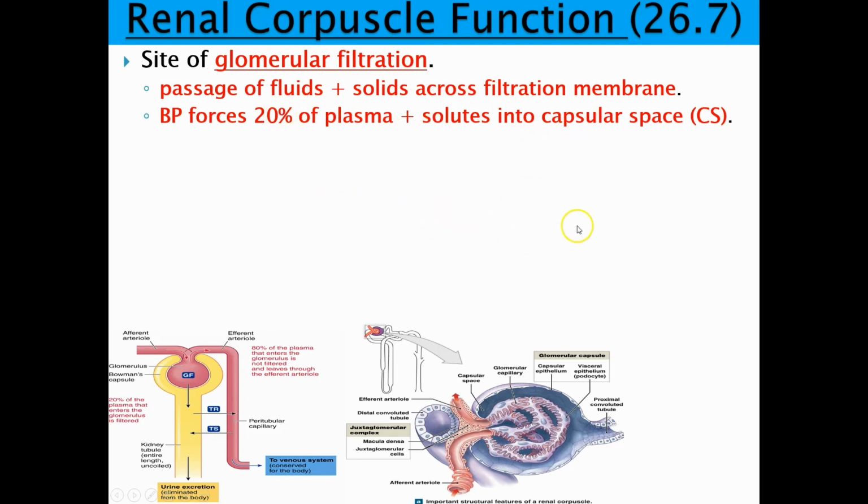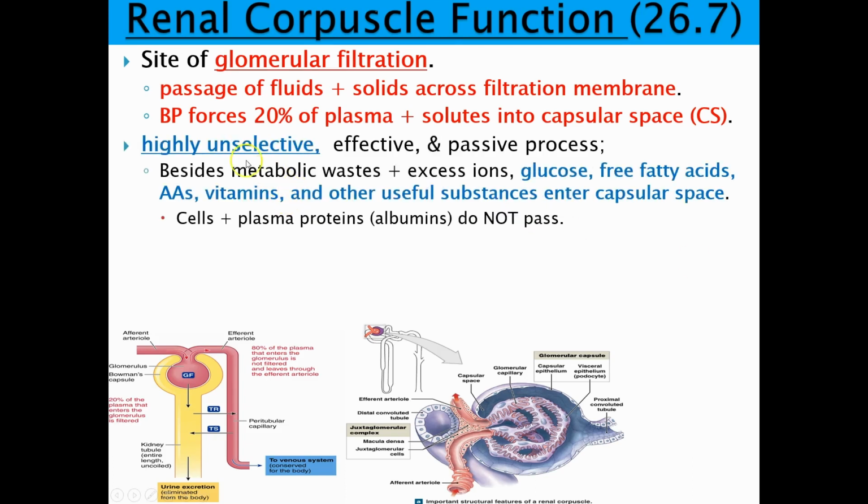Now, note, this is going to be a little bit weird because usually we're used to things being highly selective when it comes to exchange. But when it comes to filtration, notice it's a highly unselective process. In fact, I often describe filtration as a highly unselective process. Which of the following is a highly unselective process that forces the bulk of solutes and fluids out of the glomerulus? Hands down, you need to know it's glomerular filtration.